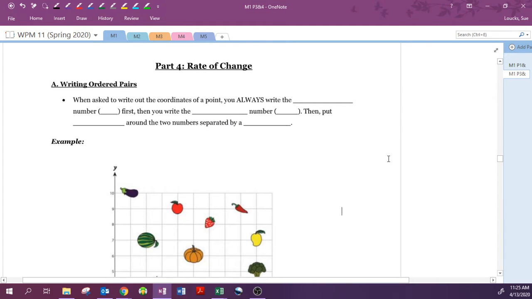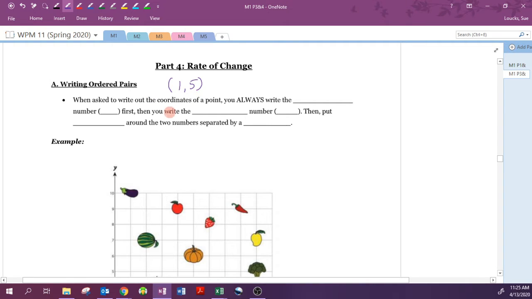Okay, so when you write out the coordinate pair, it looks like, for example, (1, 5). It could look like that. It's always in brackets and it always has a comma between the two.